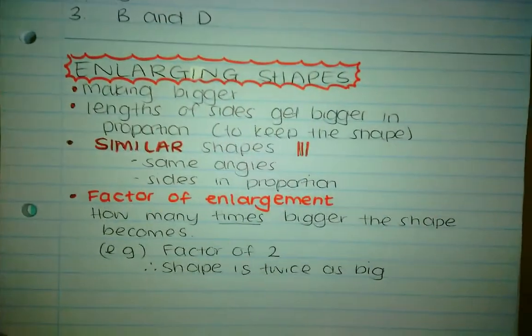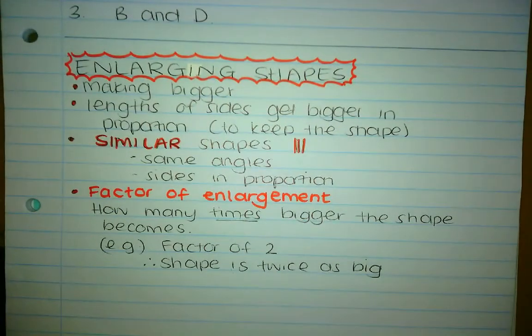So that is when you're making something bigger, obviously. When you enlarge something, you're making it bigger. And when you make it bigger, you have to make sure that your sides are in proportion when you're making it bigger. So if you're making the top part bigger, you need to make the side part bigger as well, and then connect the two.